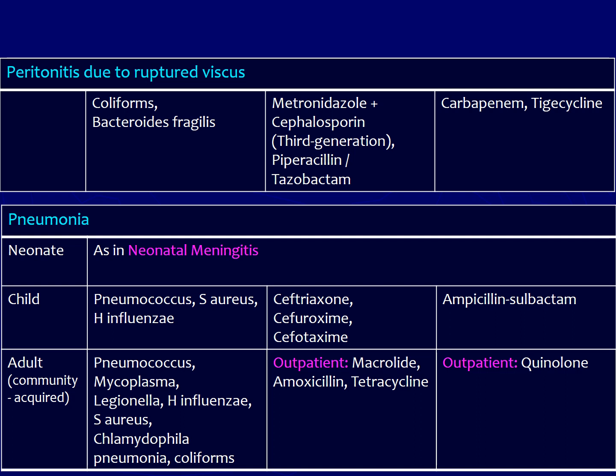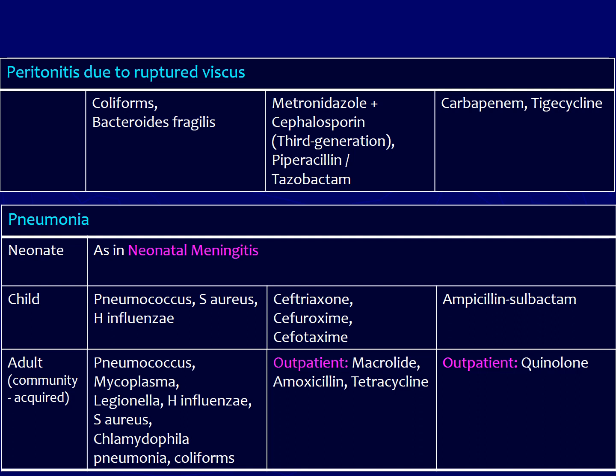Similarly, peritonitis due to rupture of viscera. It may be a ruptured ulcer of the stomach or some other problem. Maybe there is a rupture of the viscus of the stomach, of the intestine, or large intestine, etc. So, pathogens may be coliforms, Bacteroides, etc. Similarly, first choice metronidazole. We will see later on what metronidazole actually is, an antiamebic, commonly available under the name of Flagyl. So, cephalosporin, etc.